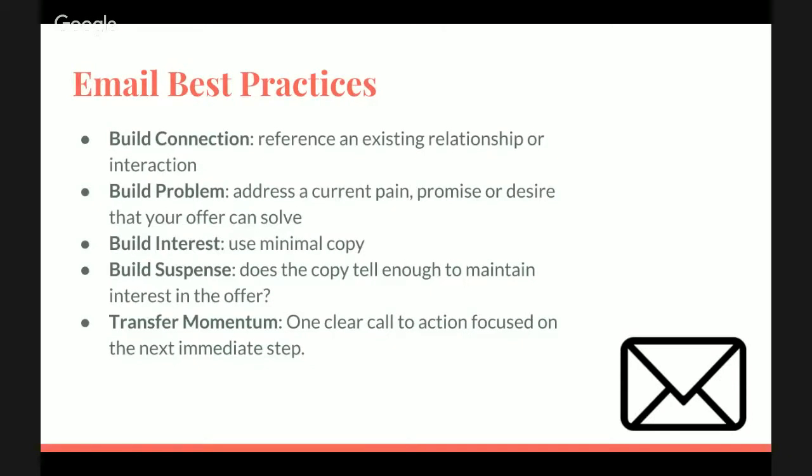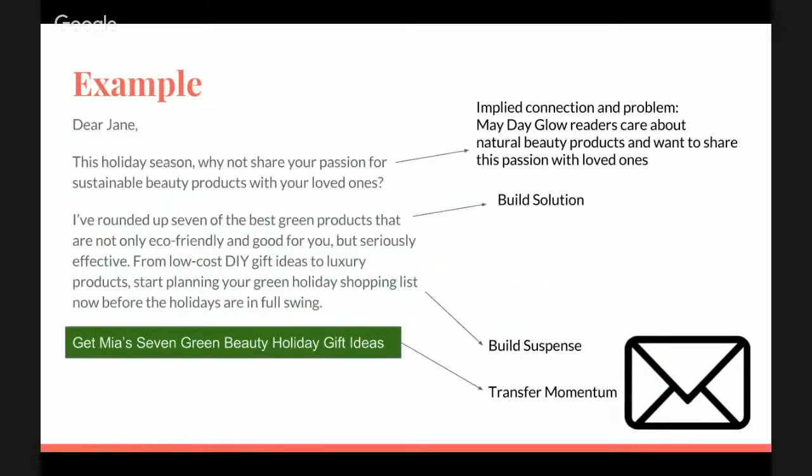And when you're writing your email, try to accomplish these things. You want to build connection and establish yourself immediately, to remind people of why they're receiving your email. Build the problem for them, and then also solve it immediately. You're going to build interest using minimal copy, build suspense by making it feel time sensitive, and transfer momentum immediately. And this is the breakdown of the content that we've written. So, we're building an implied connection and problem by recognizing that Mayday Glow readers care about natural beauty products and want to share this passion with loved ones. You're building the solution to that problem by offering these 7 resources, building suspense by saying, get this now before the holidays are in full swing, and then transferring momentum over to their website to encourage people to click through.